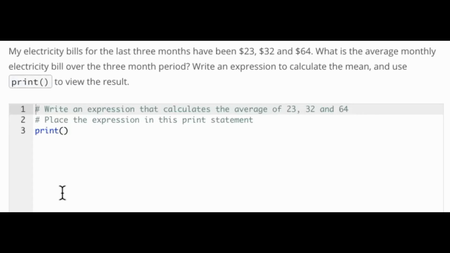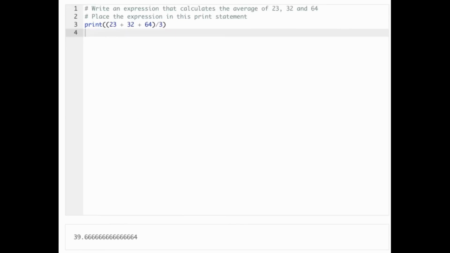So what we're going to do is type out print 23 plus 32 plus 64. Then we'll have that divided by 3, and put parentheses around the 23 plus 32 plus 64 and the 3. And when I test the expression, you can see I get an answer of 39.64.